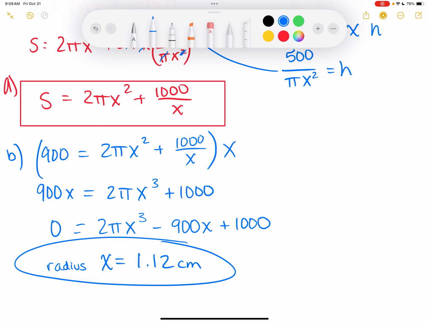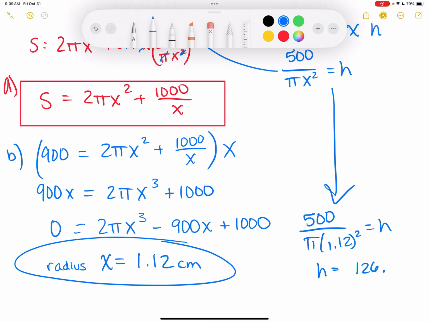And then I'm going to take that value and plug that into this formula for h. So 500 over pi times 1.12 squared. This problem feels very roundabout. I mean, they kind of are. They're approximate, yeah. So I get an h of 126.9 centimeters then.